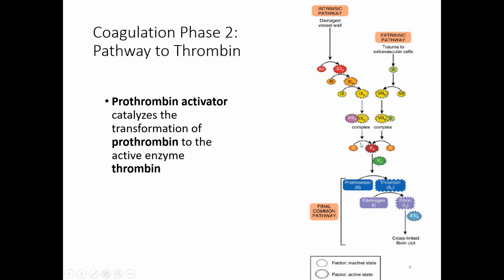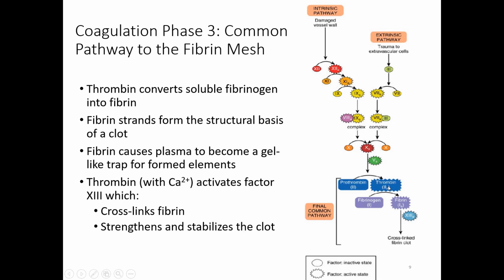Okay, prothrombin activator right now is formed, and it catalyzes, speeds up, the transformation of the protein prothrombin into the active enzyme thrombin. Next step, thrombin acts on fibrinogen, those are short protein chains again, turning it into fibrin. It means that fibrinogen short chains are linked together and form a net-like or mesh-like structure, and that would be the structural basis of a blood clot.